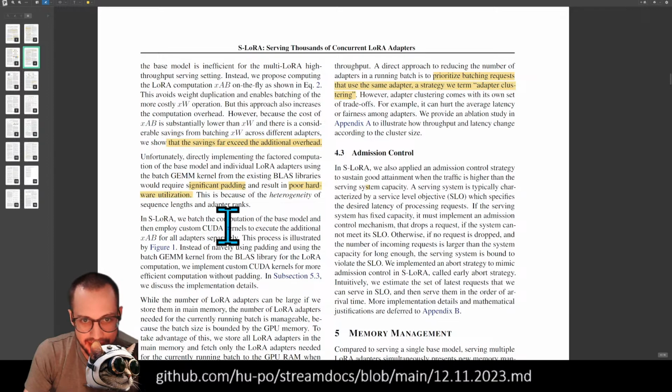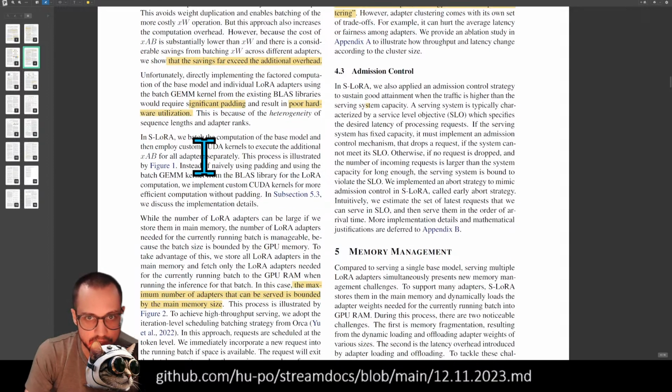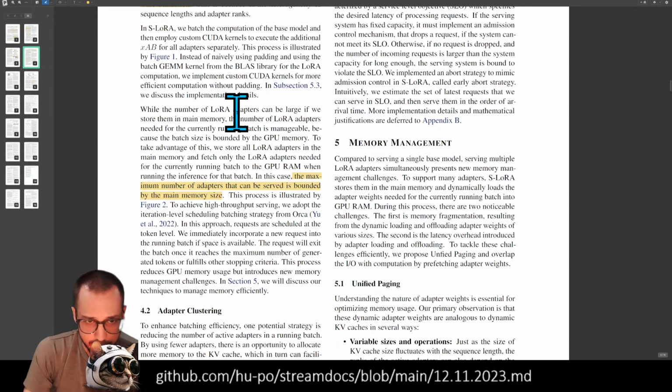In S-LoRA, we batch the computation of the base model and then employ CUDA kernels to execute the additional XAB for all adapters separately. This process is illustrated. Instead of natively using the BLAS padding, we use the custom version. While the number of LoRA adapters can be large, the number of LoRA adapters needed for the currently running batch is manageable because the batch size is bounded by the GPU memory.